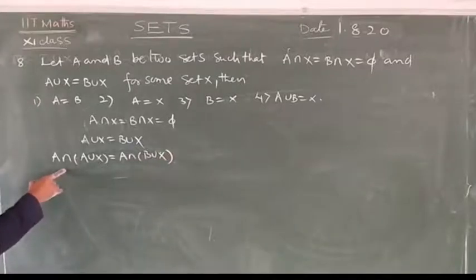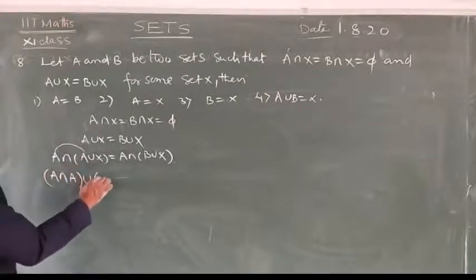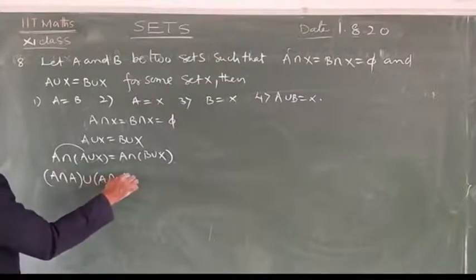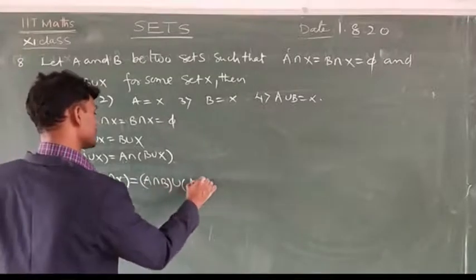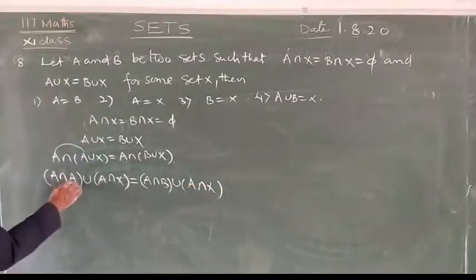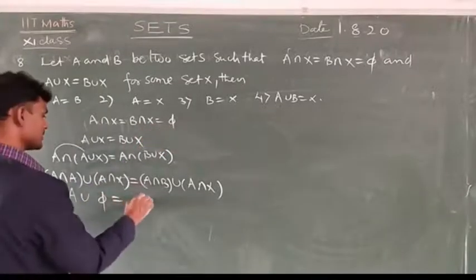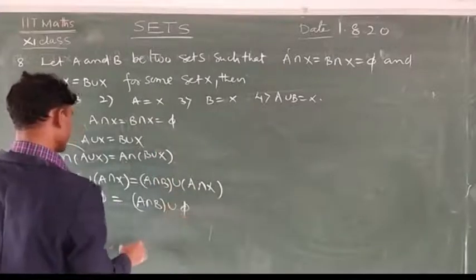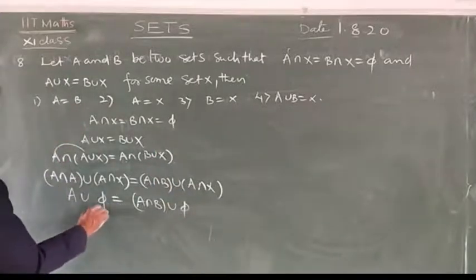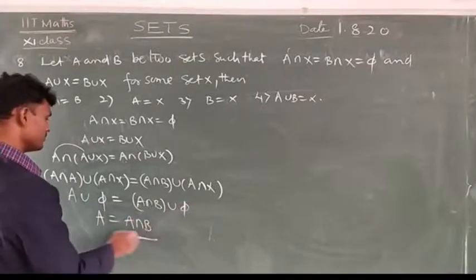Now this is the distributive law you have to apply. Then (A intersection A) union (A intersection x) is equal to, here also the same, (A intersection B) union (A intersection x). A intersection A is equal to A, union A intersection x is equal to phi, is equal to A intersection B union A intersection x is equal to again phi. Now A union phi is equal to A, and here A intersection B union phi is equal to A intersection B.